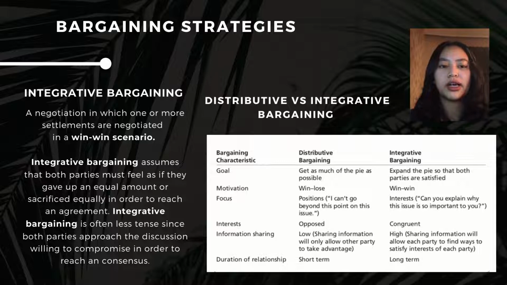And the information sharing in distributive bargaining is low, because sharing information will only allow the other party to take advantage. Whereas in integrative bargaining, the information sharing is high, because sharing information will allow the parties to find a way to satisfy both interests. And the duration of the relationship for distributive bargaining is only short term, whereas for integrative bargaining it is long term.